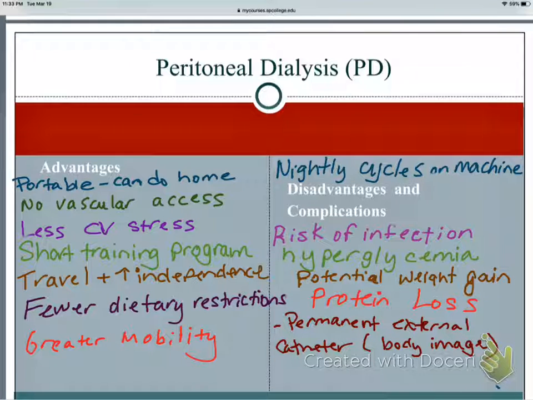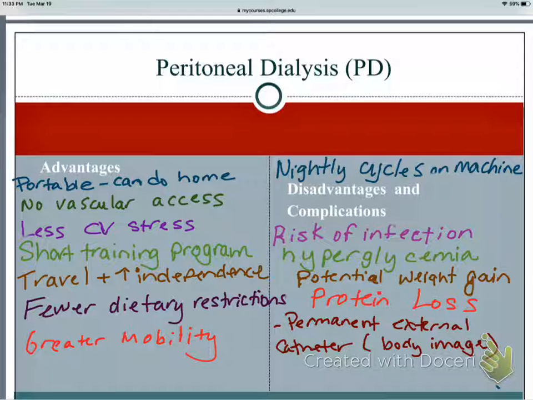So, advantages. We just talked about some. It's portable, can be done at home, and it's for people that are not candidates for vascular access. They may have exhausted all their vascular access. Some people are not always candidates for grafts and fistulas. When we talk about hemodialysis, I'll get into that a little more. So it's nice for people that don't have the ability to have a vascular access.